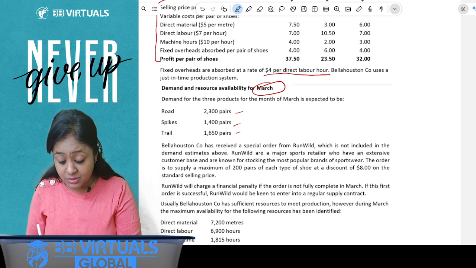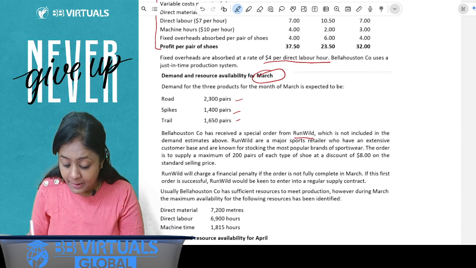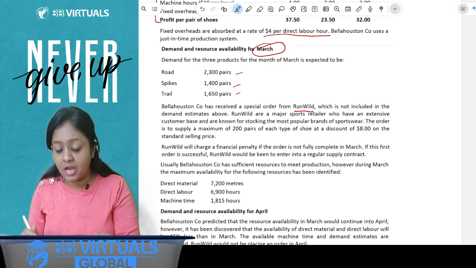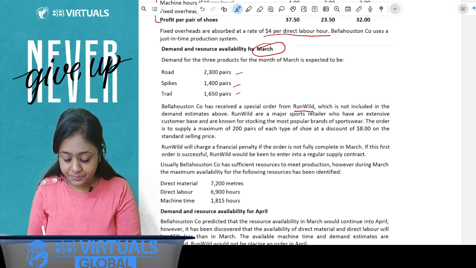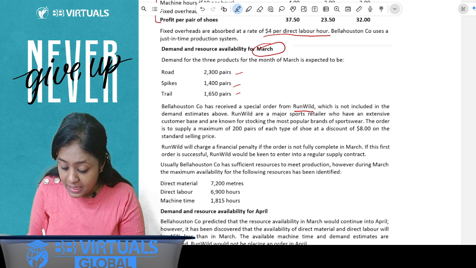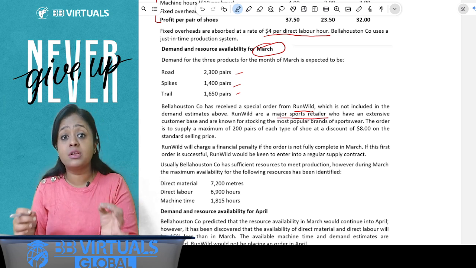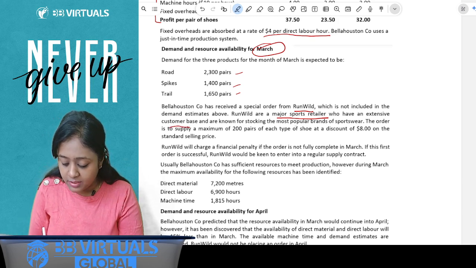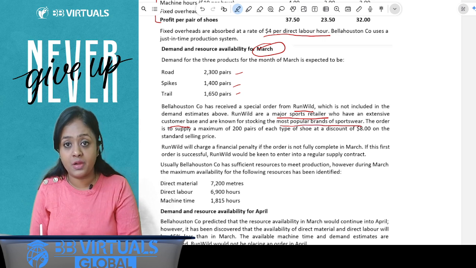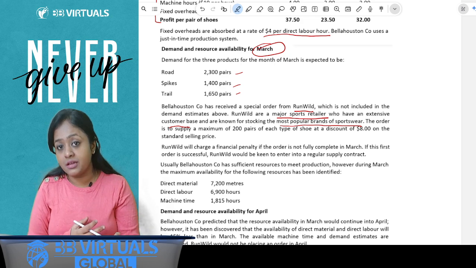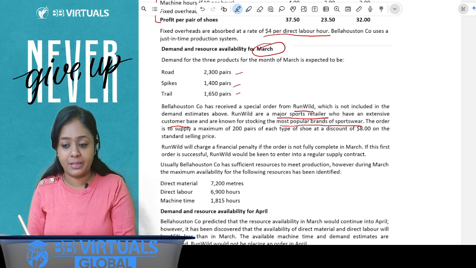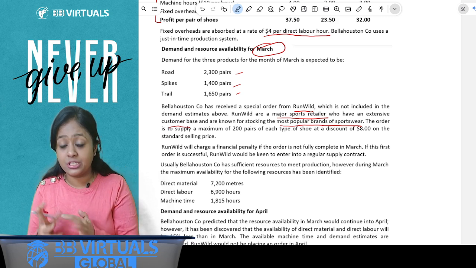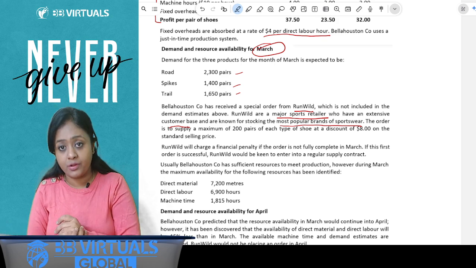Bell Houston Company has received a special order from Run Wild, which is not included in the demand estimates above. So that means these are additional supplies to be made. Run Wild is a major sports retailer. That means they have an extensive customer base and are known for stocking the most popular brands of sportswear. So if Bell Houston gets recognition there, it's a big recognition for them, right? This is the point to be focused on. Generally in Section C kind of questions, if you have to write theory, these pointers add on.